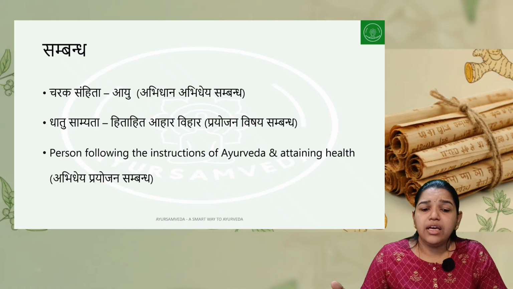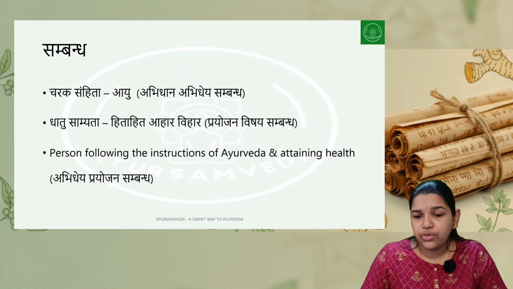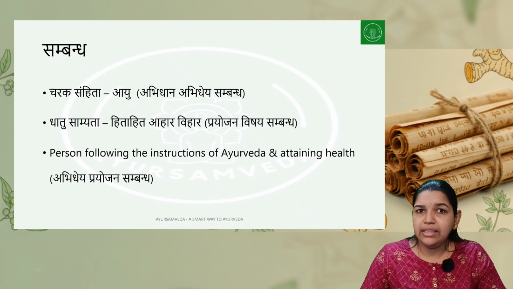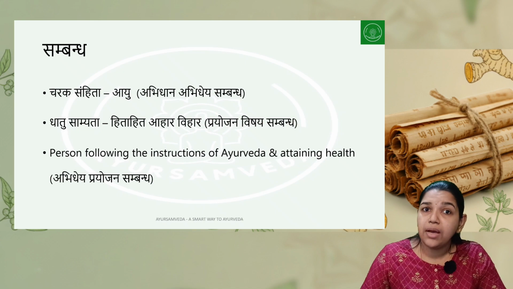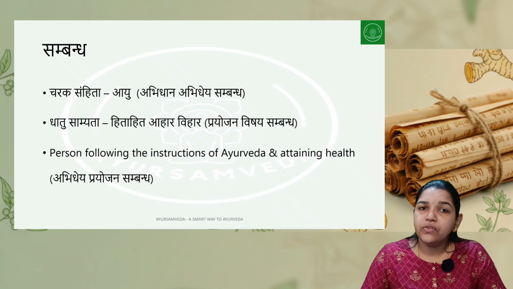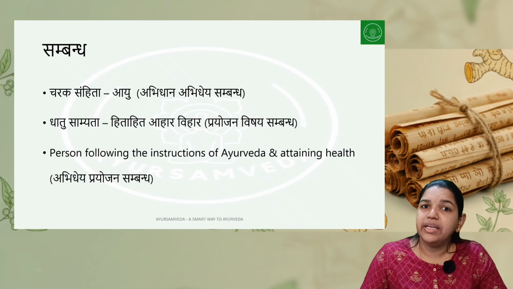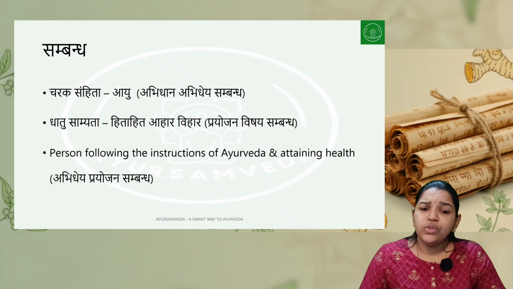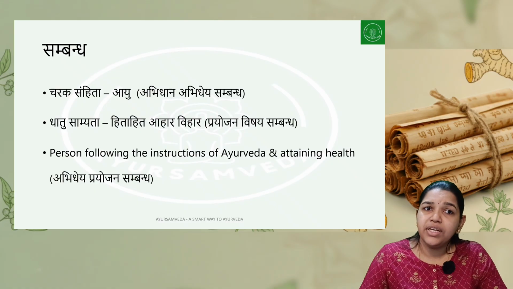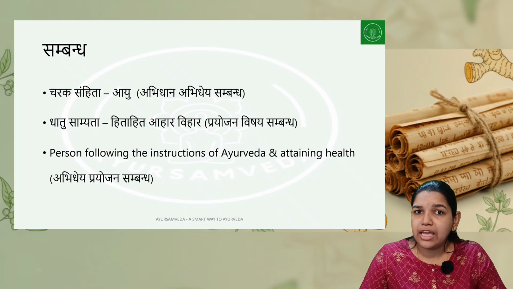And one more thing, like a person following all the instructions of Ayurveda and attaining health, that is the Abhideya Prayojana Sambandha. The person who is following this Shastra is the Abhideya, and the Prayojana, ultimately, he is attaining health. So Abhideya Prayojana Sambandha is there. In such a way, we can see the different aspects in which the Sambandha can be understood.